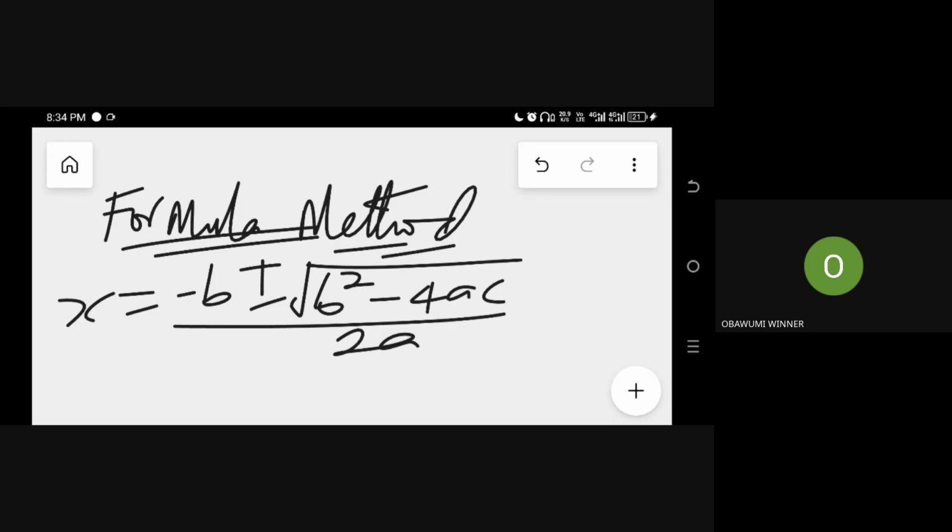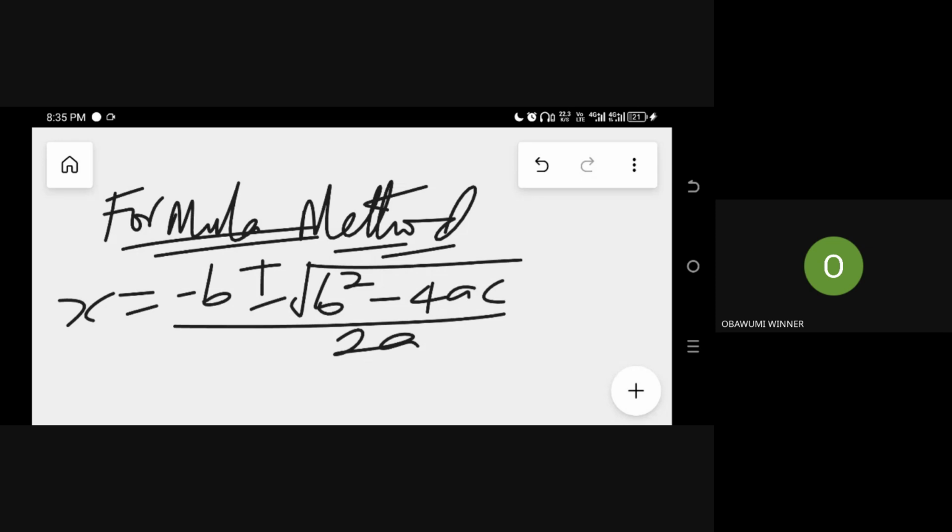So in the preceding class we looked at just basic quadratic equations and how we can solve to get the value of the unknowns. So today we're still looking at the quadratic equation, but we're looking at complex questions involving the quadratic equations.